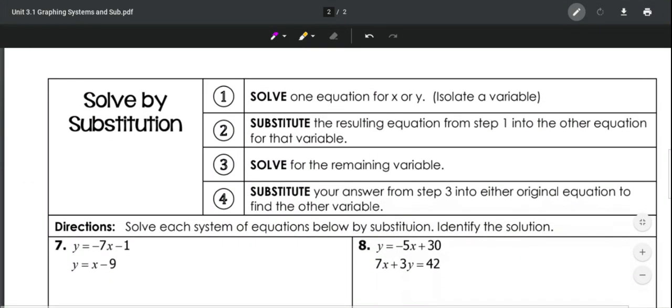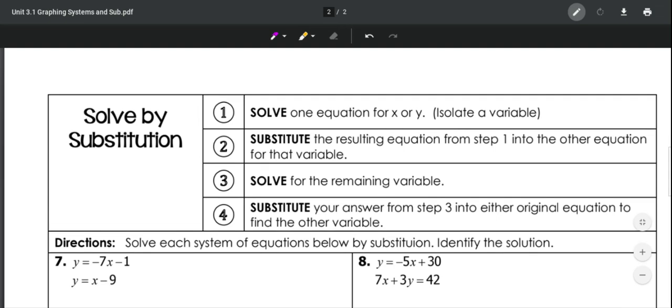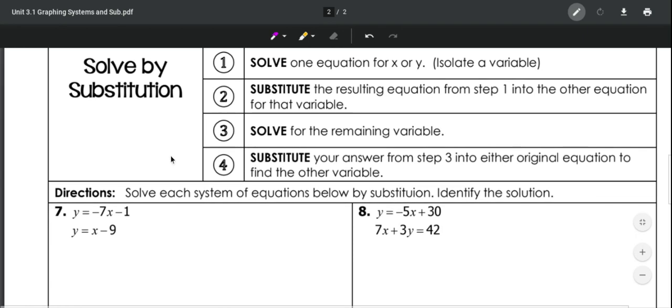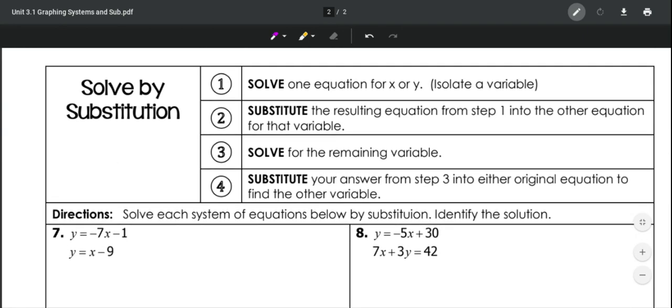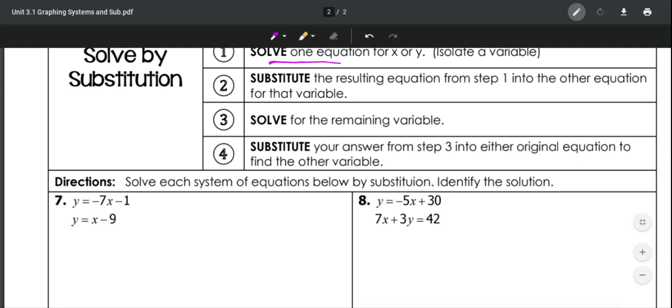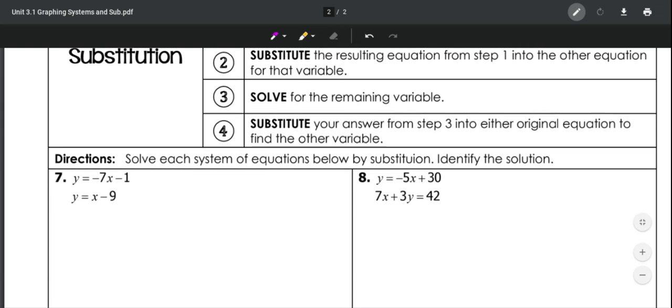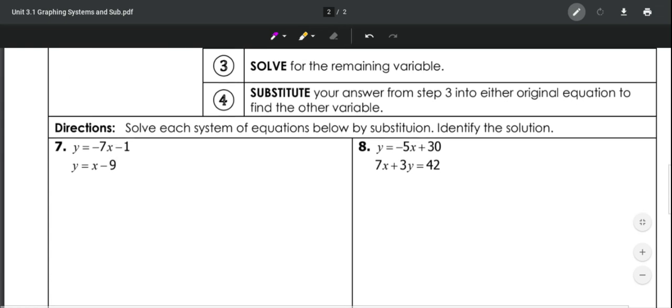All right, so now let's look at solving equations algebraically. One way to solve them is by doing substitution. All substitution is, I wrote the steps out for you here. You're going to solve one of the equations for x or y, just isolate your variable. Then you're going to substitute that into the other equation. Then you're going to solve, and then you'll substitute that answer into your original equation.